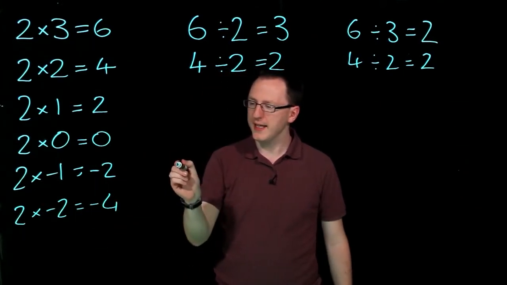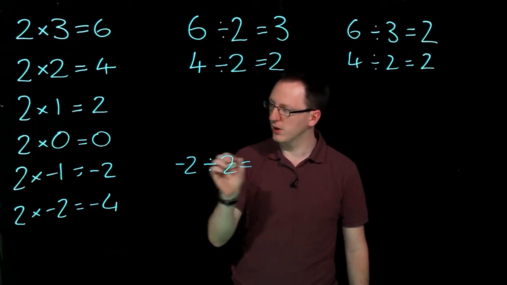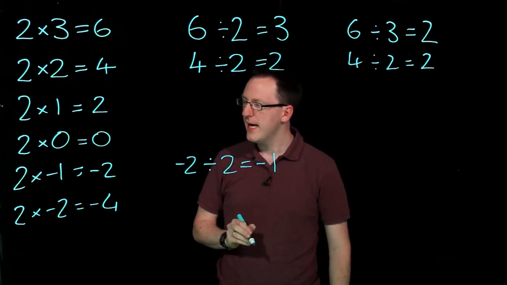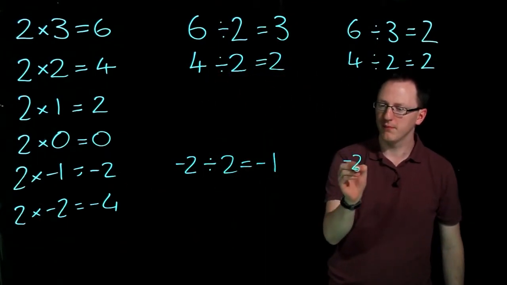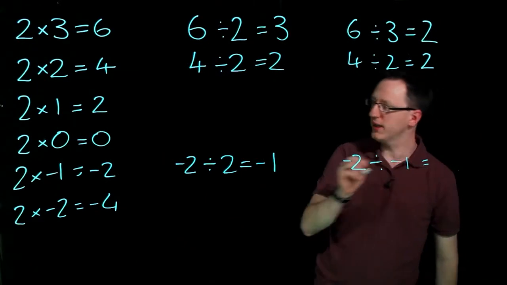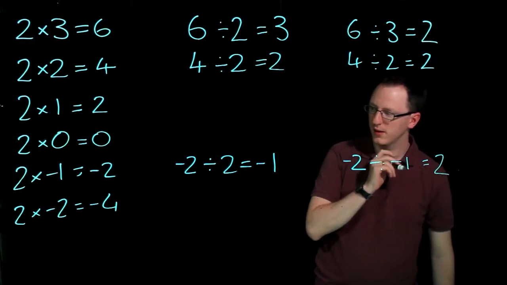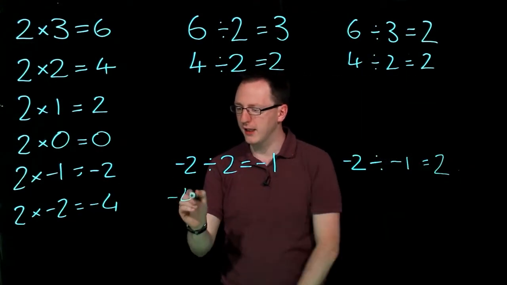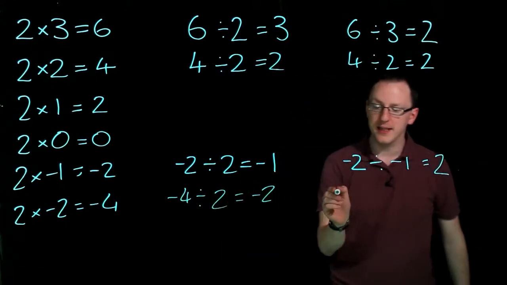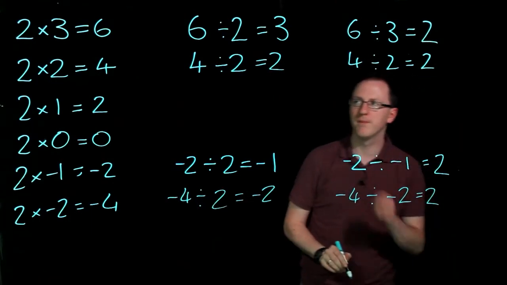We can see that negative 2 divided by 2 must equal negative 1, because that's what would be left when we divide it by 2. Equally, we can see that negative 2 divided by negative 1 must equal 2, because that's what would be left there. Here, we can carry on the pattern. Negative 4 divided by 2 would be negative 2. And negative 4 divided by negative 2 would equal 2.